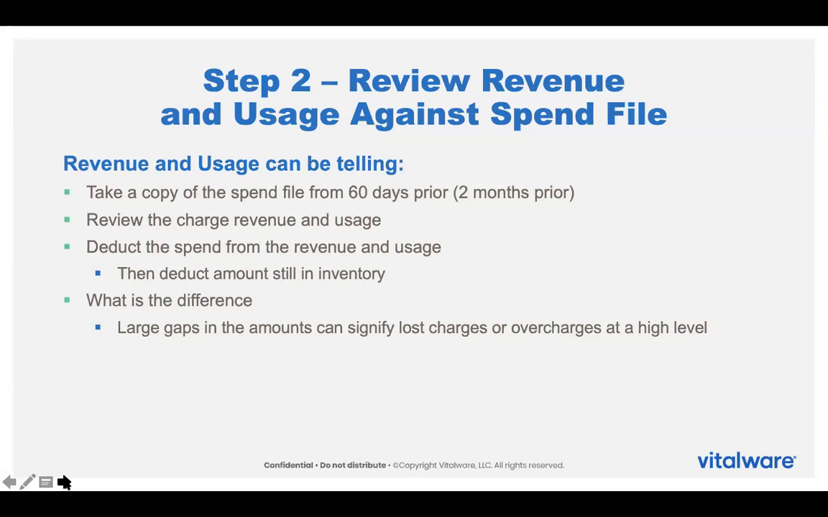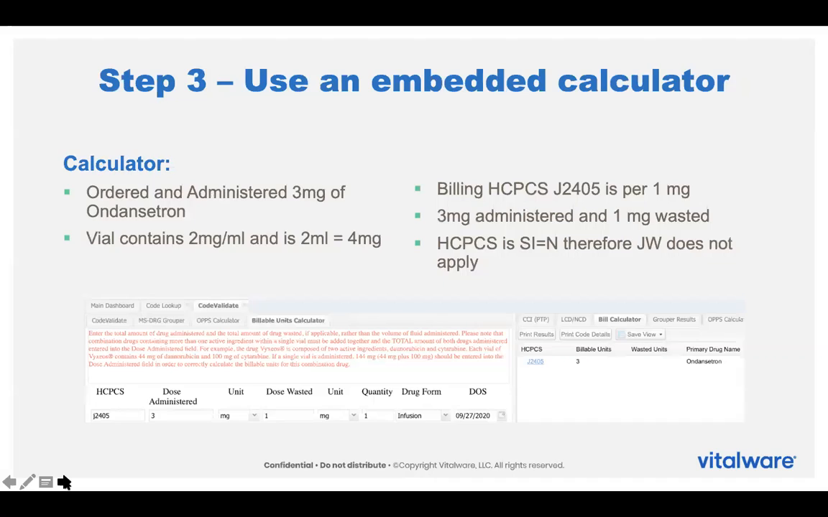If there's a large difference, then there's either lost charges or overcharges, and that revenue and usage is going to be based on your billed units. So is that the cause of it? For example, here's an embedded calculator. We're back to that ondansetron example: 3 milligrams administered, 1 wasted. It is this end status, so the JW will not show over in the wasted units. We see the 3 here, the 1 milligram, and then the 3 units are billed.